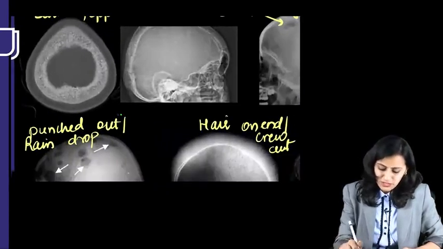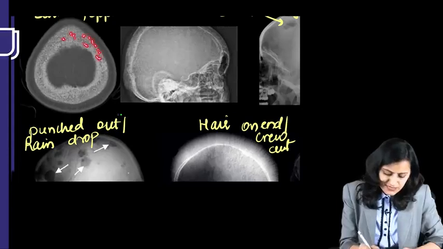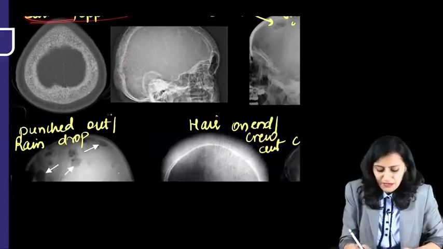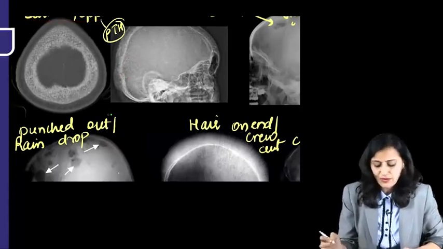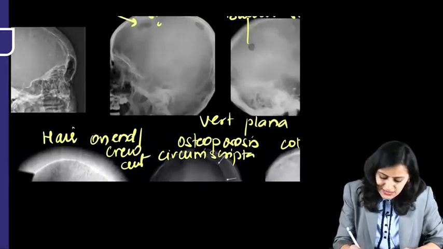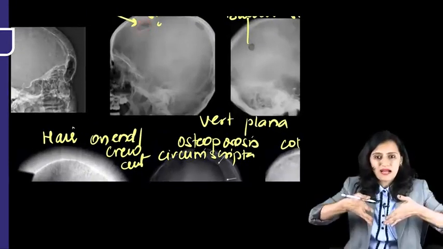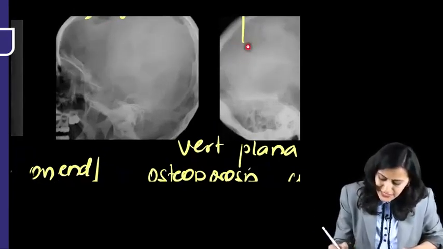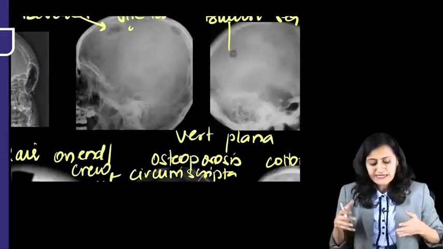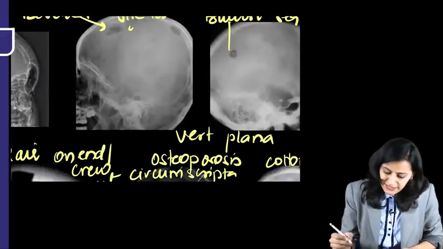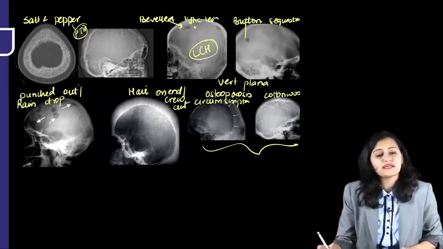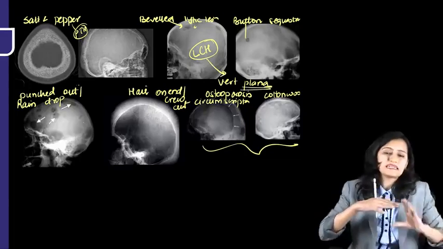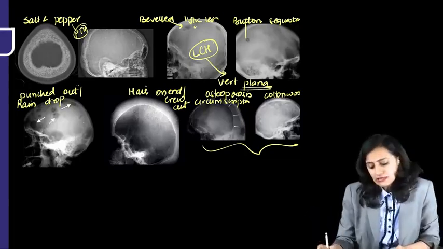Now coming to the various skull appearances. First one, the one that we saw just now, the salt and pepper appearance, the tiny lytic lesions in hyperparathyroidism. When you see a lytic lesion in the skull, which has this beveled margin and which has a button sequestrum, within the lytic lesion you can see that white area within, that is the button sequestrum. So these are findings of Langerhans cell histiocytosis. And remember, in the vertebra, it can also cause vertebra plana. The entire collapse with a flat vertebra, vertebra plana.